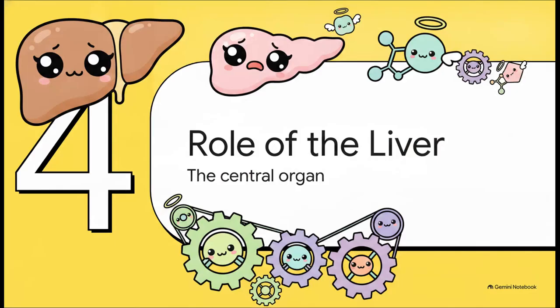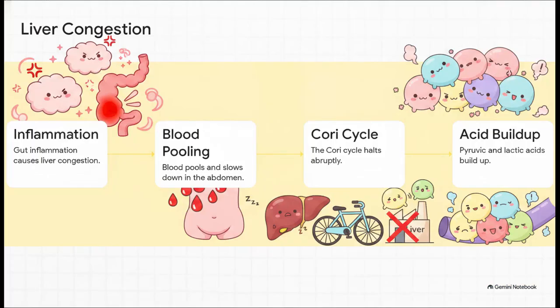Section 4, the role of the liver. Let's break down this alternative mechanism. Think of the liver like the body's main chemical highway. When gut inflammation or toxic stress hits, traffic backs up big time. The liver gets congested and blood literally begins to pool and slow down in the abdominal region.